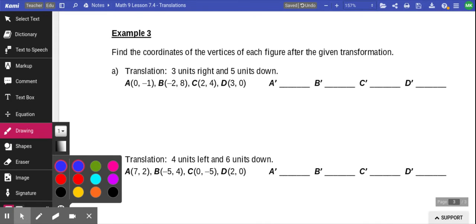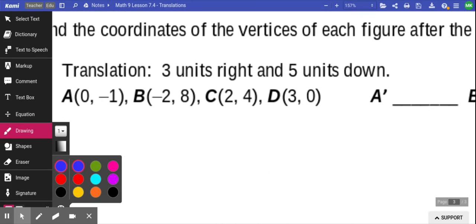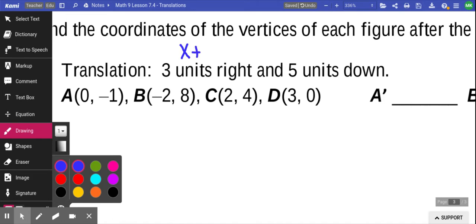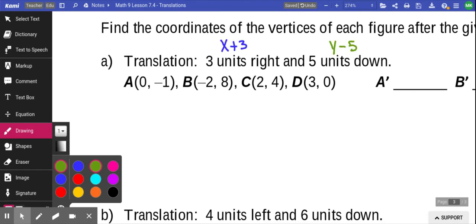So this says translation 3 units right, 5 units down. If I'm moving units to the right, it means I'm taking my X values and I'm adding 3. If I want to do 5 units down, that means I'm taking my Y values and I'm subtracting 5. So for instance, if I wanted to translate point A, I would have my X value of 0, and then I would add 3.